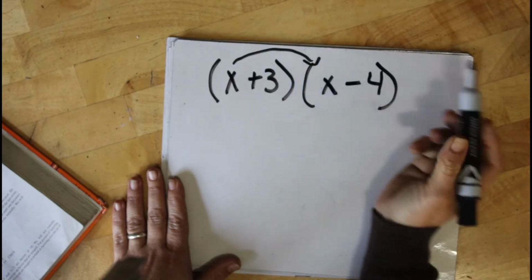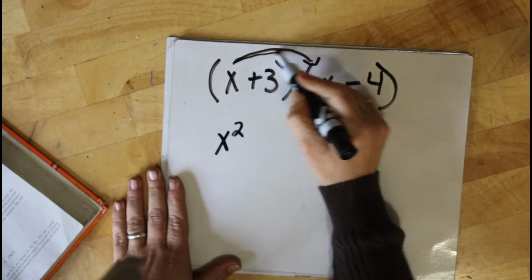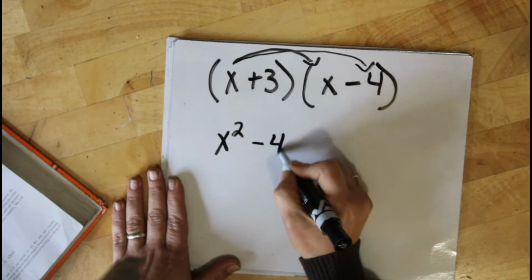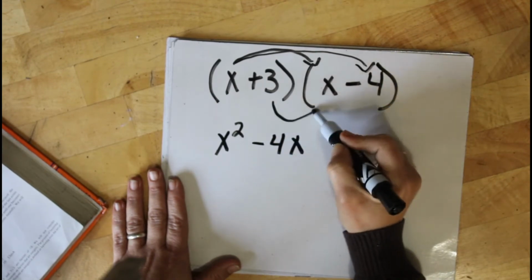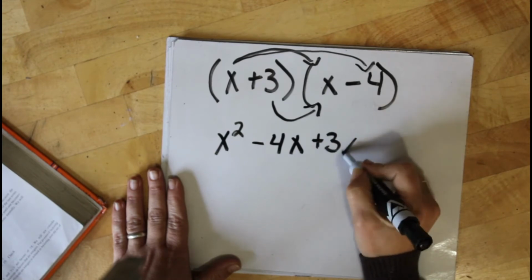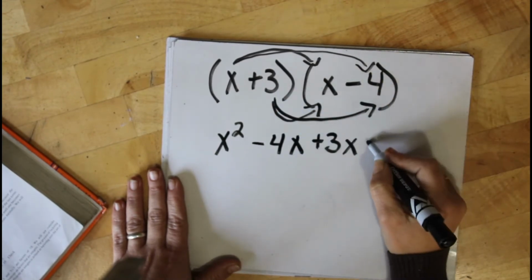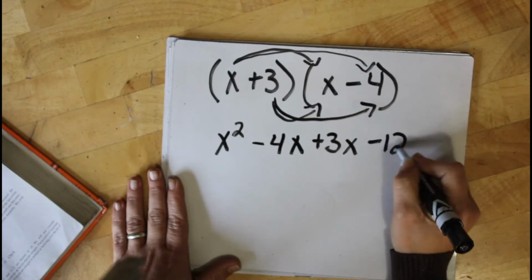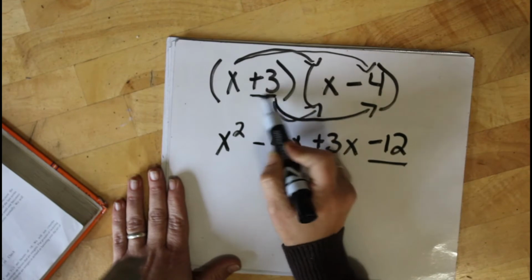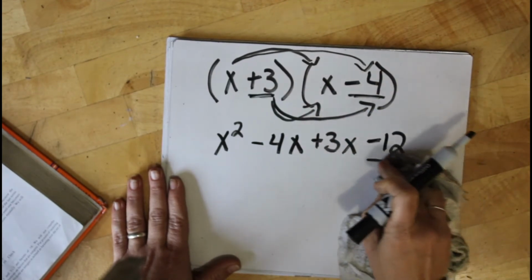First we're going to multiply. We're going to rainbow it. So x times x is x squared. X times negative 4 would be negative 4x. 3 times x would be positive 3x. And 3 times negative 4 would be negative 12. Now, notice how over here we ended up with a negative number because when we multiply a positive times a negative, we get a negative number.